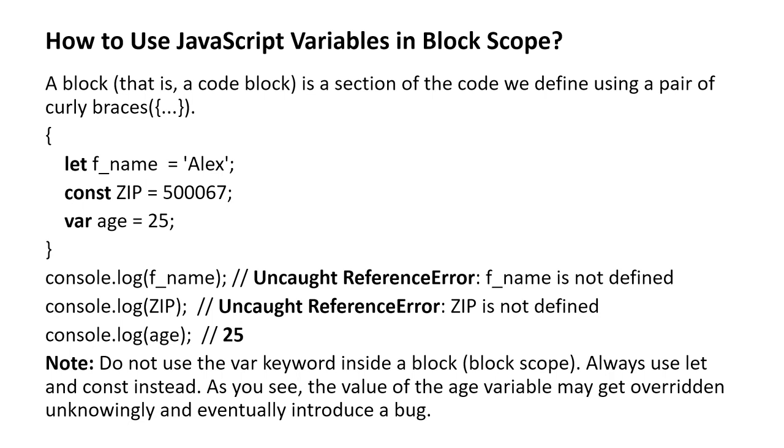How to use a JavaScript variable in block scope? A block, that is a code block, is a section of code we define using a pair of curly braces. So let fname alex, const zip 500067, var age 25. console.log fname gives uncaught reference error since fname is not defined, console.log zip gives uncaught reference error, zip is not defined, console.log age returns 25. So remember, do not use the var keyword inside a block scope, always use let and const instead.